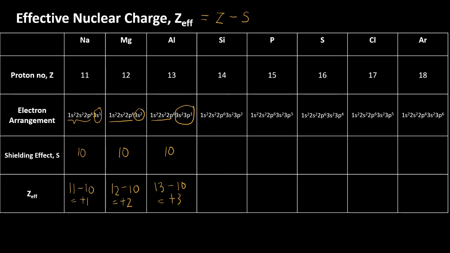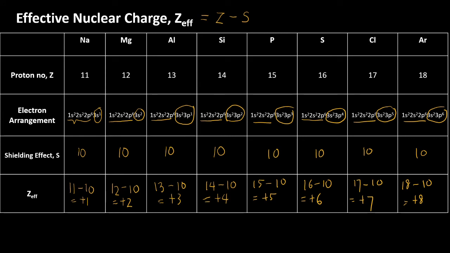For silicon, again, the proton number determines the nuclear charge. So the proton number of silicon is 14, so the nuclear charge for silicon is 14. And the outermost shell's electrons for silicon is in 3s2, 3p2. Therefore, silicon also has 10 inner shell electrons, and the shielding effect for silicon is also 10. To determine the effective nuclear charge, the nuclear charge 14 minus the shielding effect 10 gives us positive 4 as the effective nuclear charge for silicon. We repeat the same thing for phosphorus, sulfur, chlorine, and argon.